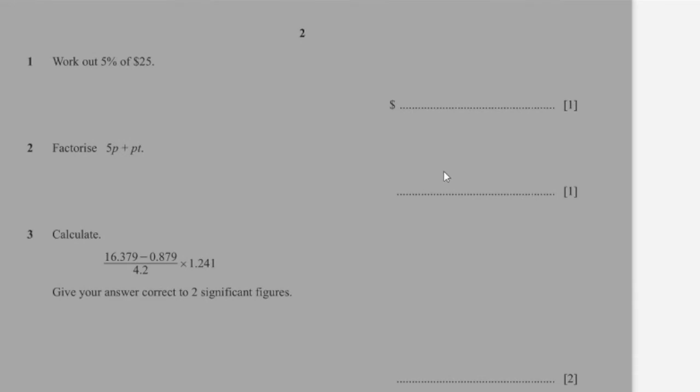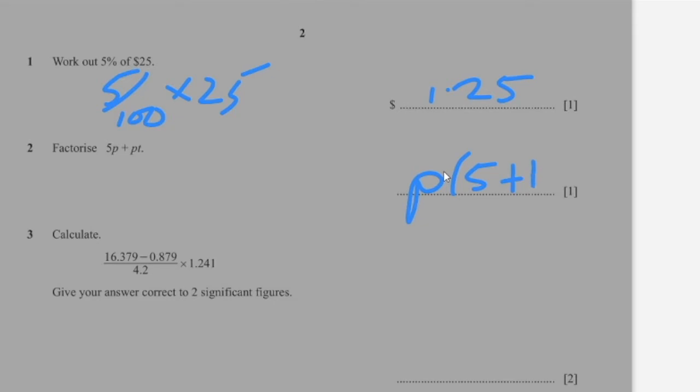Work out 5% of $25. So we have 5 divided by 100 multiplied by 25, which gives us the answer as $1.25, which is 5% of $25. Factorize 5p plus pt, so we take out the common value, which is p over here, and then we write 5 plus t in the bracket.